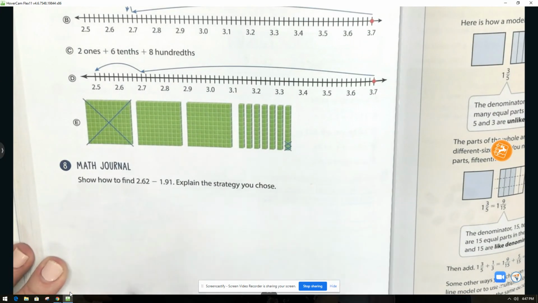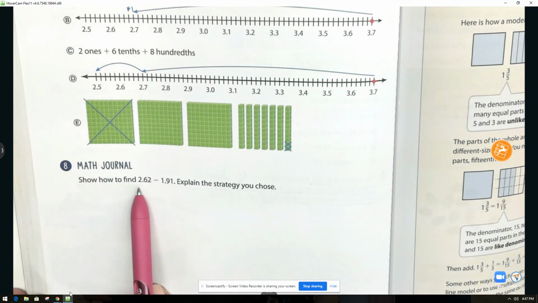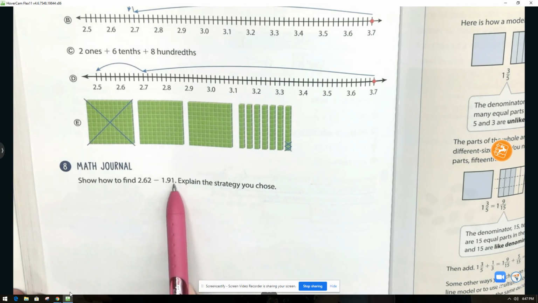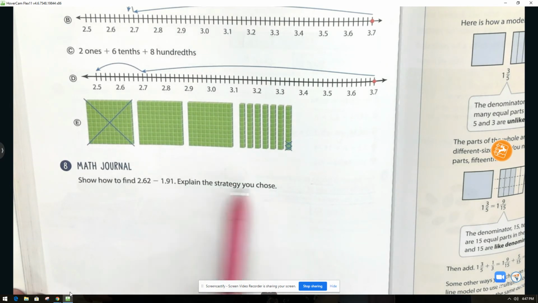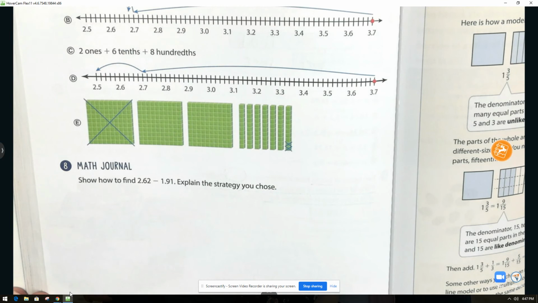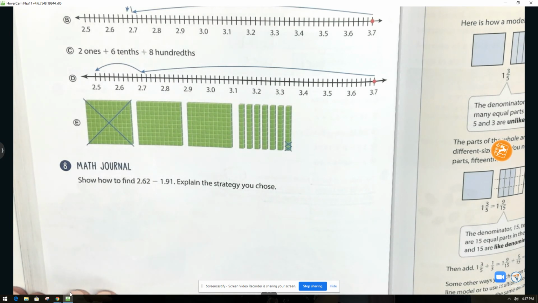And then finally, number 8 says, show how you would find 2 and 62 hundredths minus 1 and 91 hundredths. Explain the strategy you chose. Here, you don't need to explain in words. You can go ahead and just explain by showing your work. And choose the strategy that is your best strategy. If you need any help, you can always go back into earlier sessions and look at your notes.